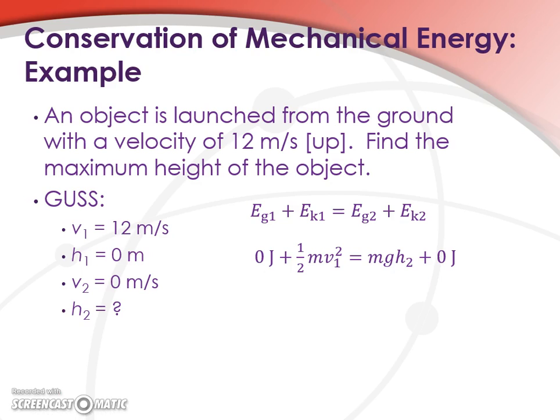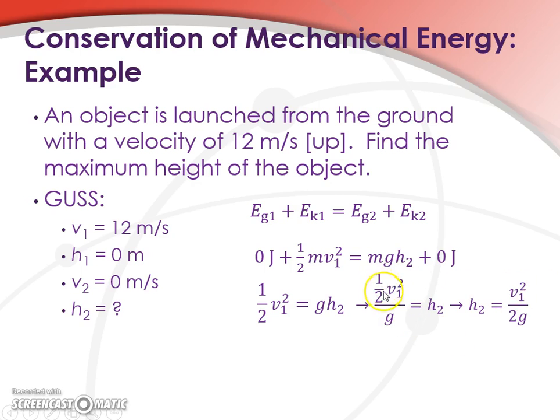So we find something interesting here, right? We don't have a mass. So how do we solve for this? Well, we have to recognize that the mass term is contained in both expressions, and so we can divide by mass without changing the truth of this equation at all. And after we do that, we get 1/2 v1 squared equals g h2. And of course we're solving for h2, so we need to isolate for it. So we divide both sides by g, and h2 equals 1/2 v1 squared over g.